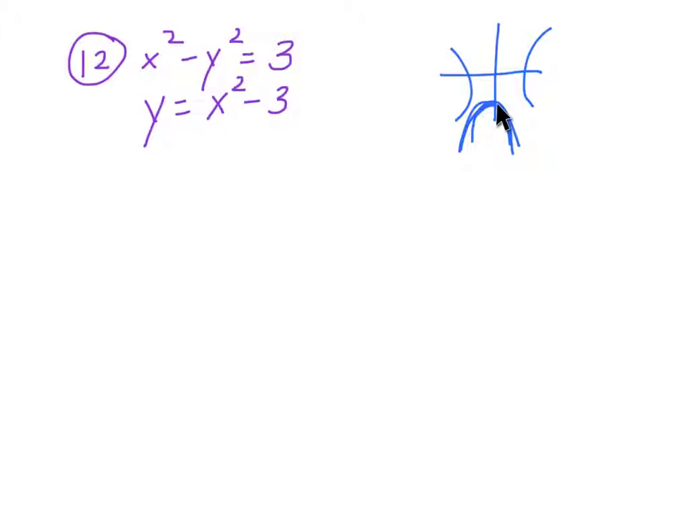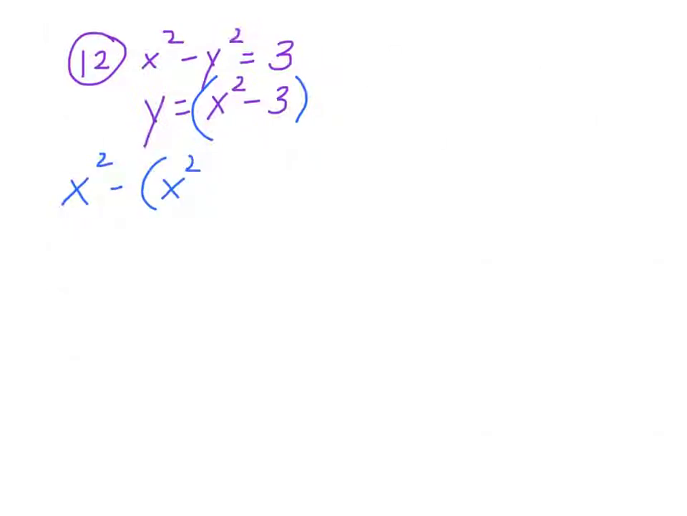So let's work on actually solving it and get rid of that ugly diagram over there. Okay, so if y equals the quantity x squared minus 3, that's what we're going to replace y with. So x squared minus the quantity x squared minus 3 squared equals 3. So it looks like we're going to have a 4th degree polynomial on our hands.